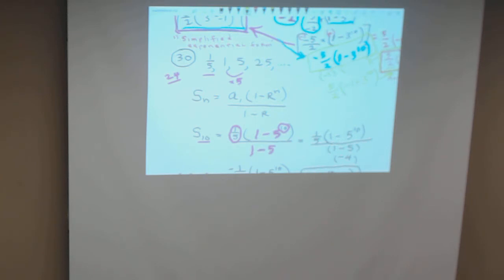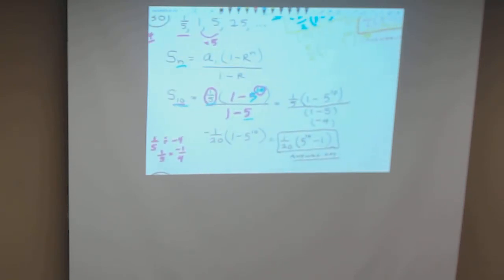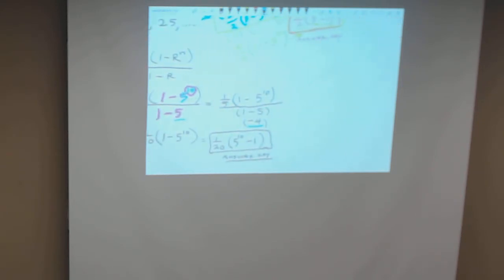Okay, problem number 30 is the same as 24. The sum of the first 10 terms, let's go back to blue, is the first term, 1/5, times 1 minus the common ratio, 5 to the 10th power, over 1 minus 5. So that becomes 1/5 times 1 minus 5 to the 10th over negative 4. What's 1/5 over negative 4 over 1? That's 1/20. Times what? 1 minus 5 to the 10th.